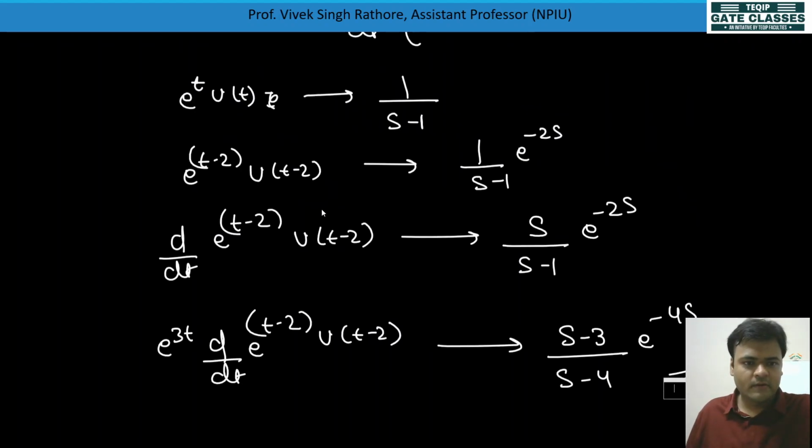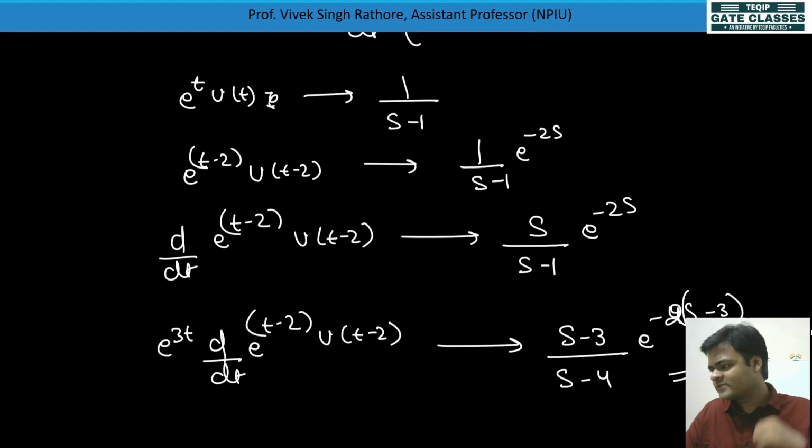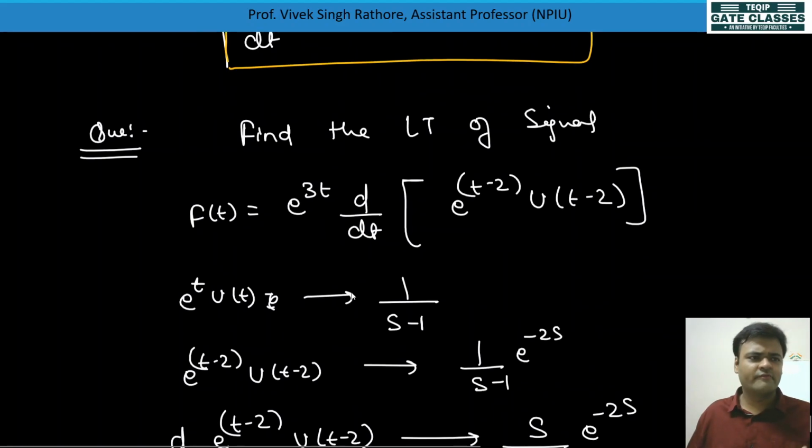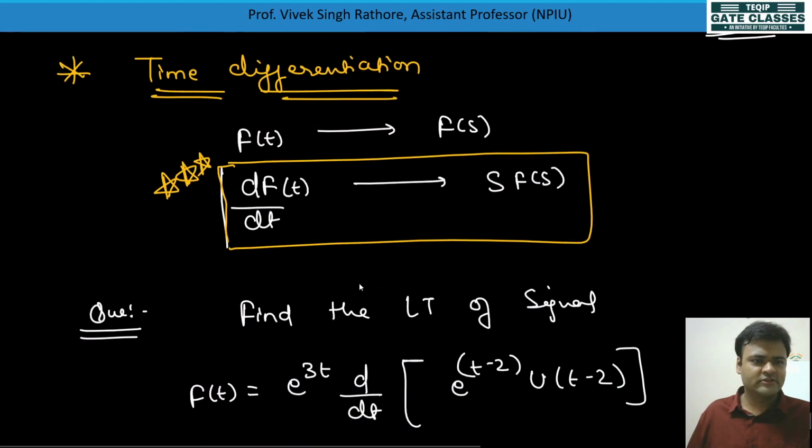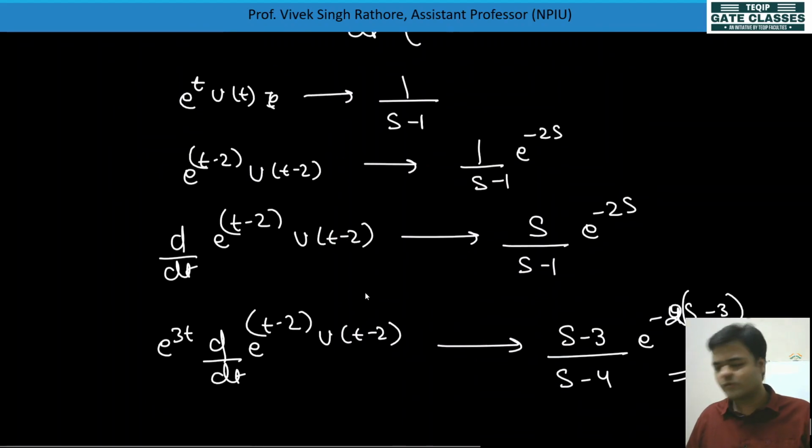Okay, no, e to the power minus 4s will not come. What will come? E to the power minus 2 and s minus 3 will come. So e to the power minus 2s plus 6 will come. Okay, so this is the final answer for your question. Very easy how to calculate. So you can understand the time differentiation property, how we can apply it to questions also.